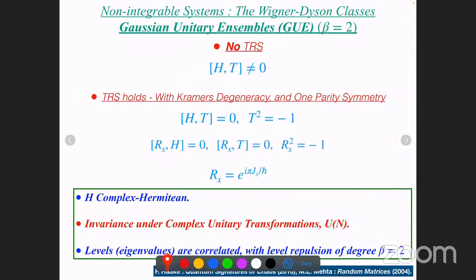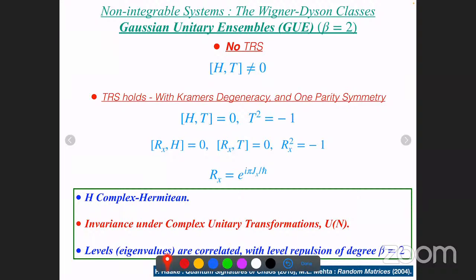So in that sense, beta is equal to 1. The next class is the GUE, the Gaussian unitary ensemble. This can occur in two different situations. One is when there is no time reversal symmetry at all, and there is no demand on spatial symmetry. The second is when there is a time reversal symmetry with T squared equal to -1, meaning there is Kramers degeneracy, in the presence of one and only one parity symmetry, for example rotation about the x-axis by pi. In such a case, it can be shown that the class of matrices is complex Hermitian, and the invariance class is unitary, U(N). The levels are again correlated, and the level repulsion degree is 2, because now the off-diagonal element has two independent real components, since it's a complex Hermitian matrix.